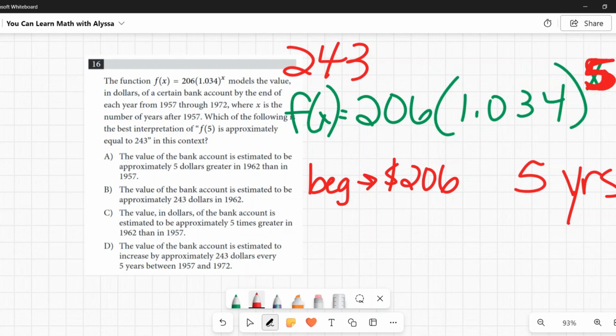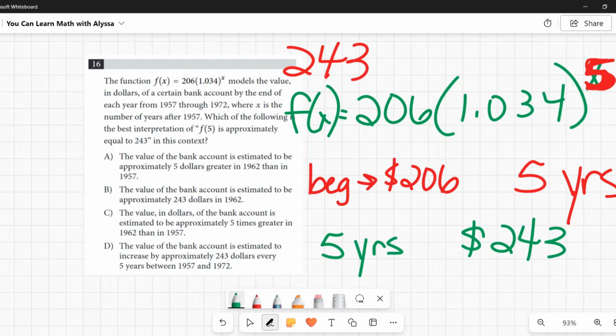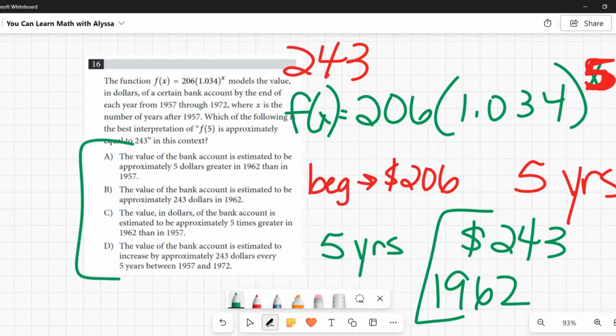Okay, I'm looking at this. I've read it carefully. I've looked at my equation, and I feel very confident in saying that what this means is that 5 years after they opened the account, there was $243 in that account. And it opened in 1957, so 5 years later would be 1962. Okay, so I've looked at all their verbiage. They love their verbiage. And that's what I've got in my mind. It means that in 1962, at the end of that year, it was $243. Let's see which of these matches that.